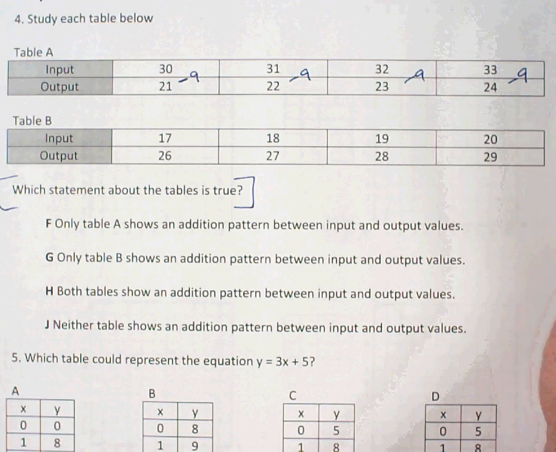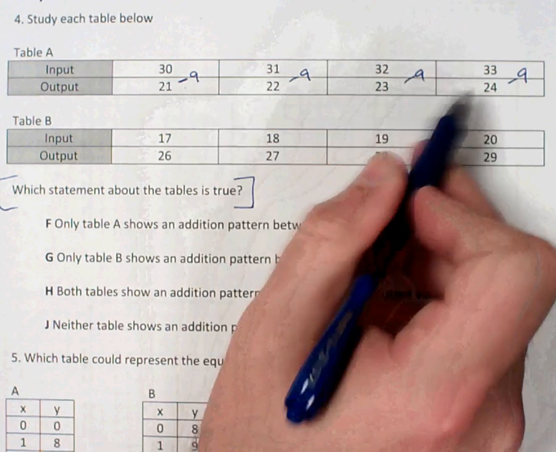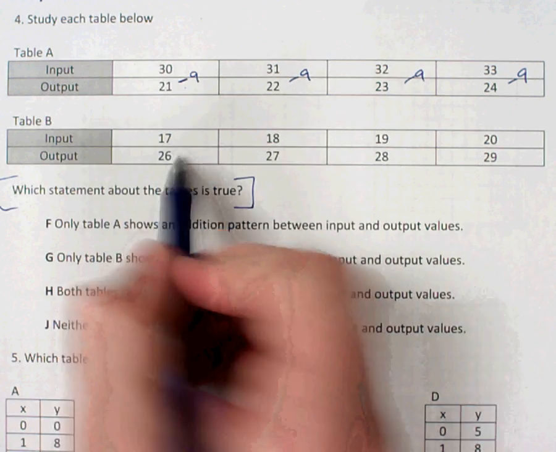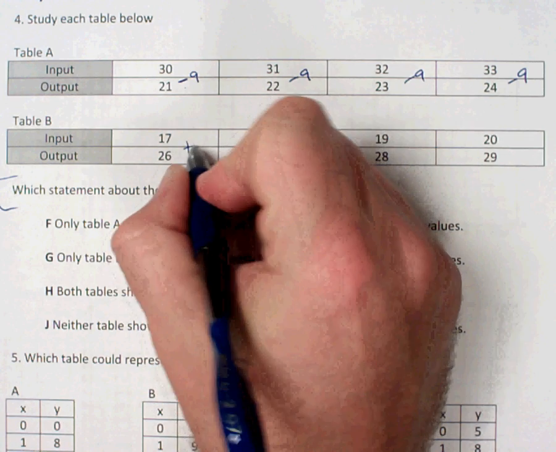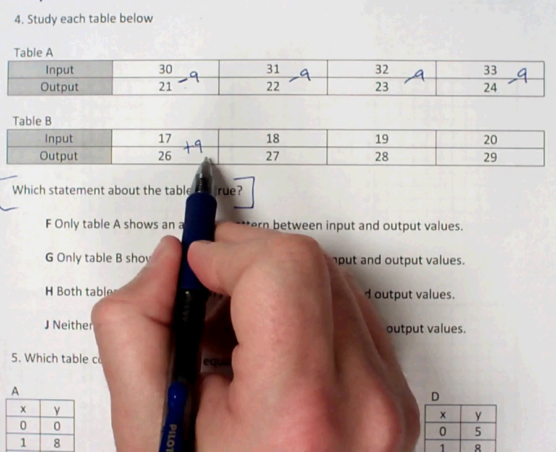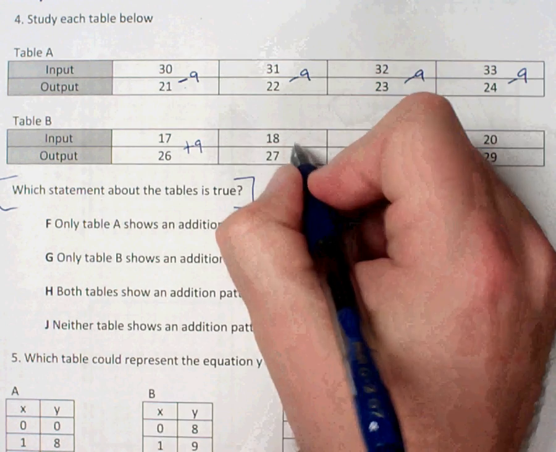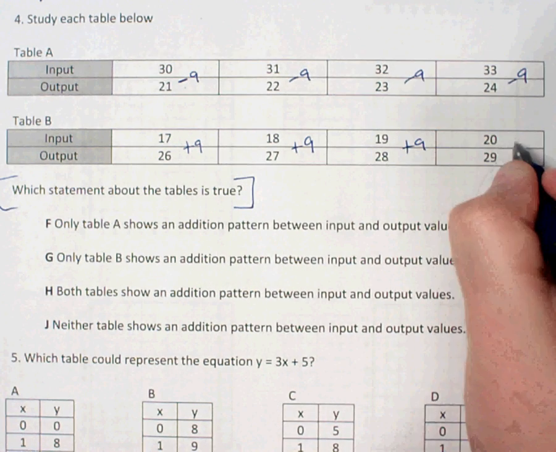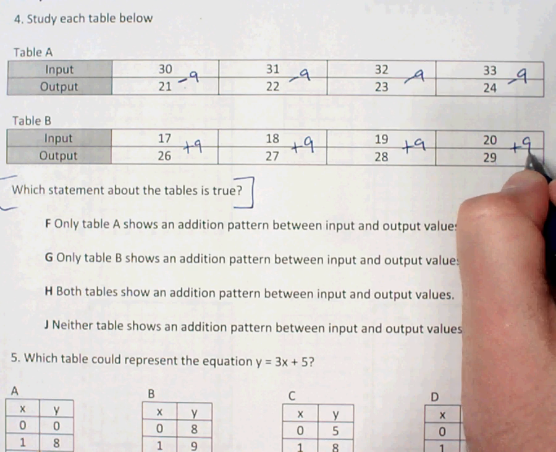Now it doesn't ask you to write out the rule or the formula, and it's fine to just say we're subtracting 9 each time from input to output. For table B, we're increasing by 9. So 17 to 26, we added 9. 18 to 27, we added 9. 19 to 28, we added 9. 20 to 29, we added 9.